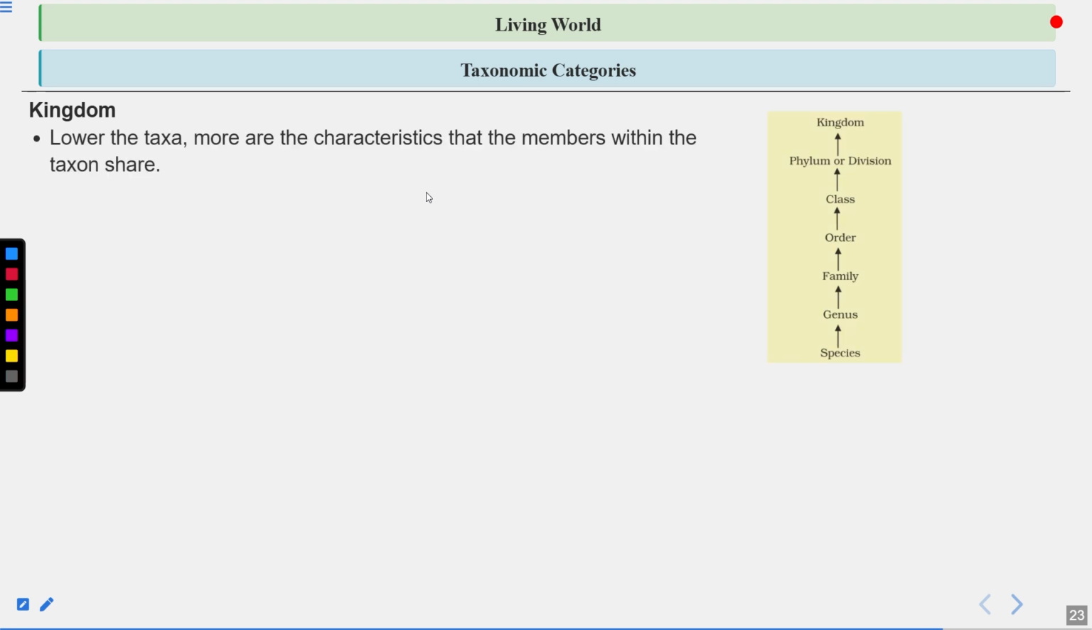Now, the lower the taxa, the more characteristics that the members within the taxon share. Lower the taxa means species. Species is the lowest taxon. More are the characteristics, the traits, that the members within the taxon share. So at the species level, the organisms which belong to this species share a lot of similar characteristics.